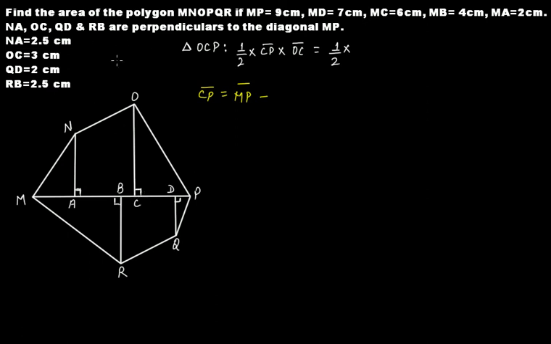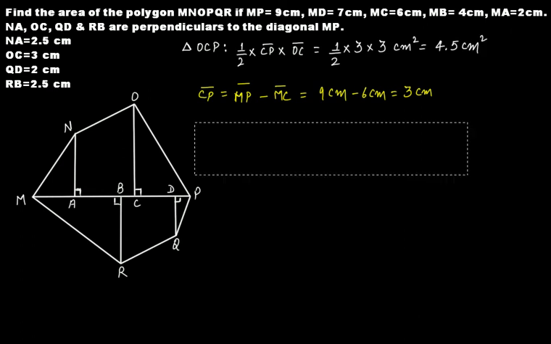Do we have the value of MC? Yes, we have the value of MC, that is 6 centimeter. So MP is 9 centimeter, MC is 6 centimeter, you get 3 centimeter. So from here, you get half, 3 multiplied by OC, that is this height. Do we know the value of OC? Yes, that is 3 centimeter. So from here, you get 4.5 centimeter squared.